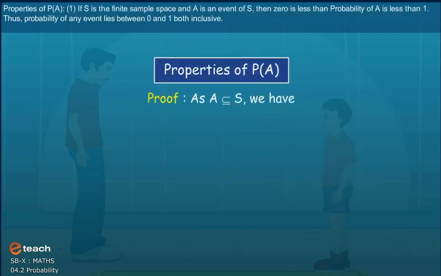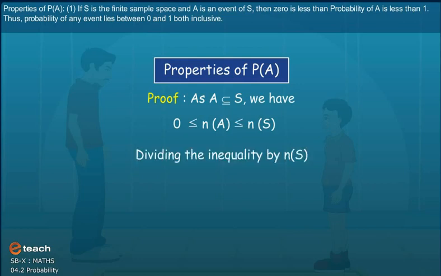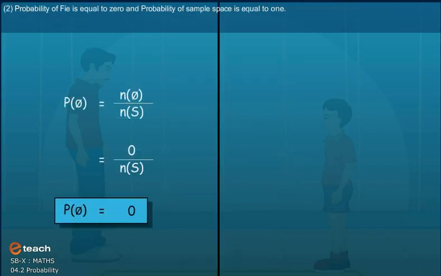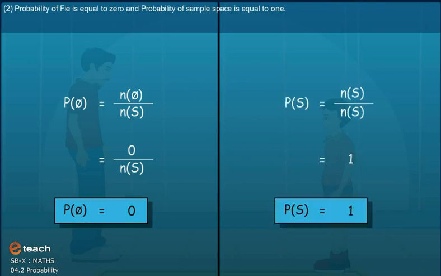Properties of P(A). 1. If S is the finite sample space and A is an event of S, then 0 is less than or equal to probability of A is less than or equal to 1. That is, the probability of any event lies between 0 and 1, both inclusive. 2. Probability of phi is equal to 0 and probability of sample space is equal to 1.